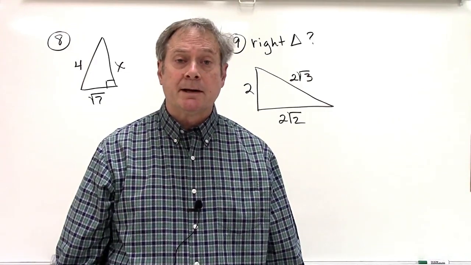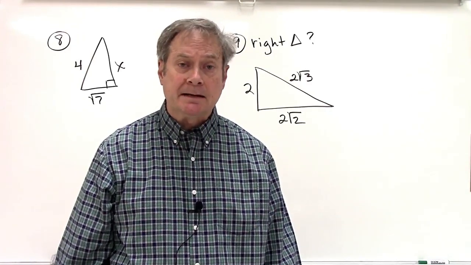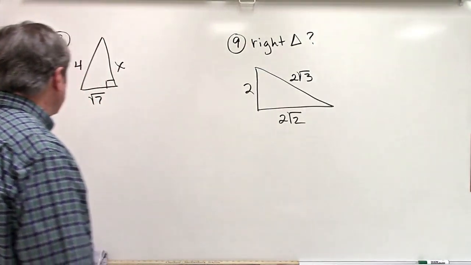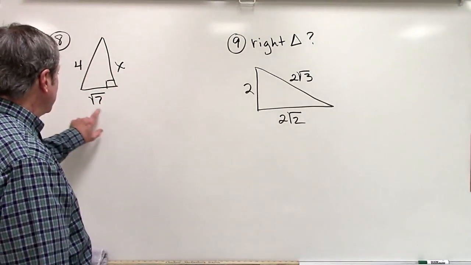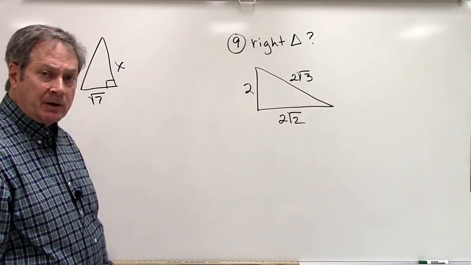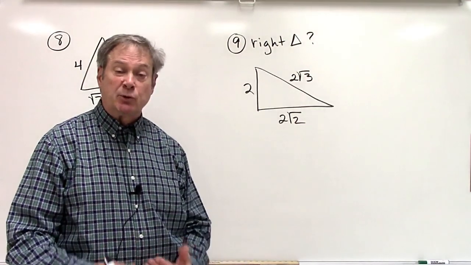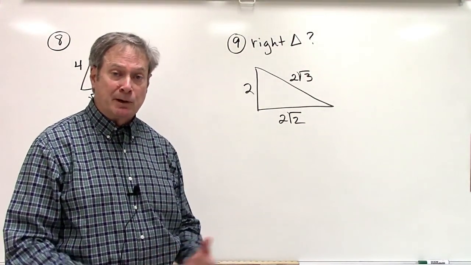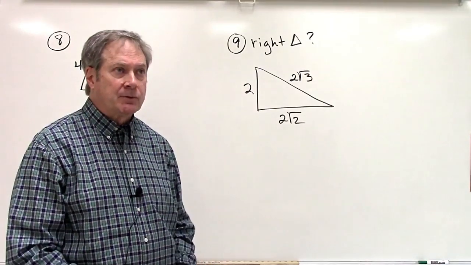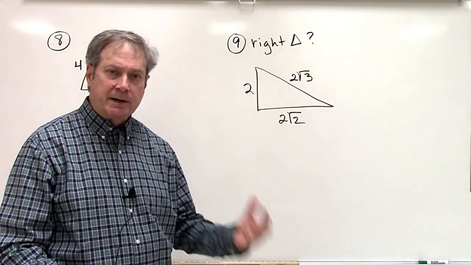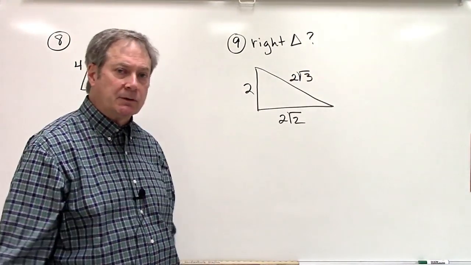Okay, continuing on, let's look at problems 8 and 9. Now in problem 8, it's the same deal, except one of the sides is in radical form. And if you're dealing with radicals, you always want to put them in the simplest radical form, which means if you end up with the square root of 24, let's say, you're going to break that down into the square root of 4 times the square root of 6, and so on.